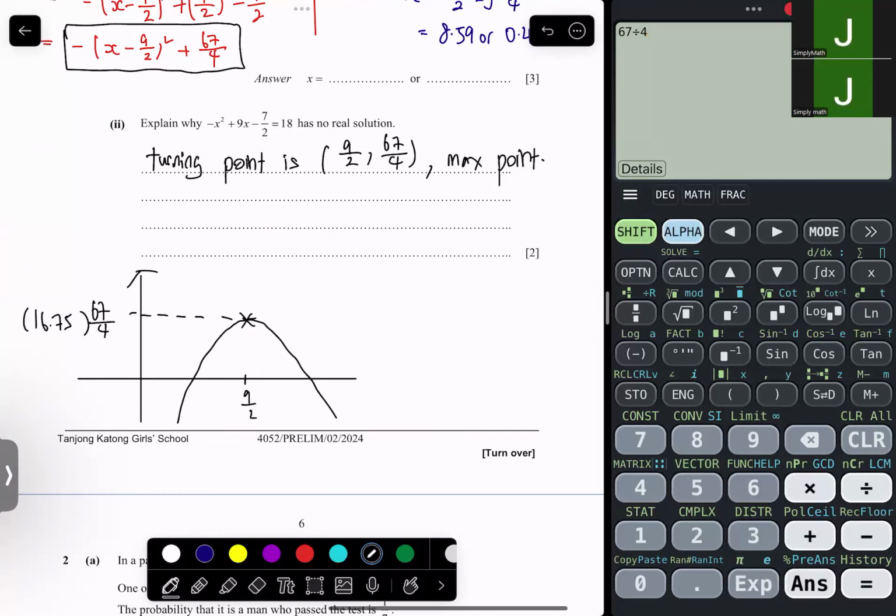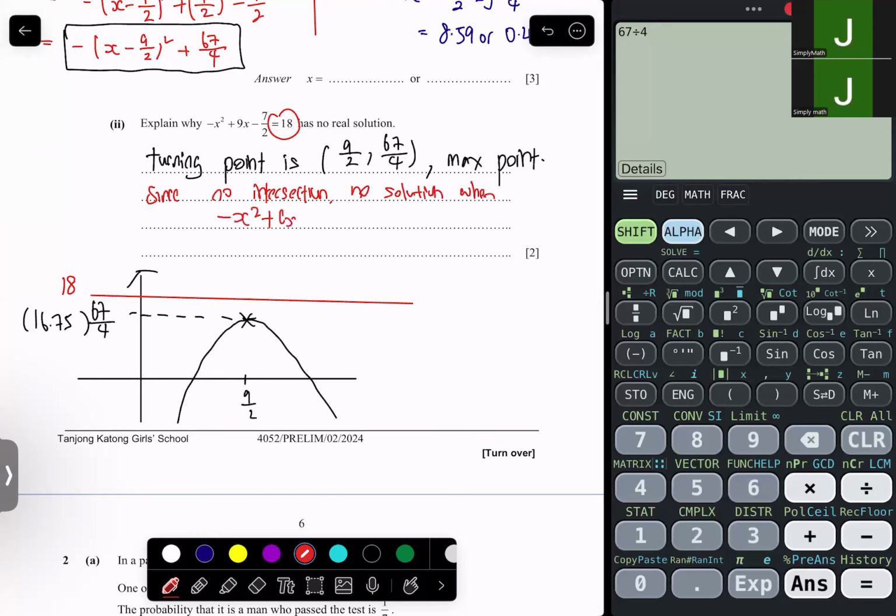Now, if it equals 18, that means the 18 line is down here. You want your graph to be equal to 18, there is no intersection. Or you can think about it, the maximum point is only 16.75. So how can there be a solution with 18? So no solution when negative x squared plus 9x minus 7 over 2 equals 18.